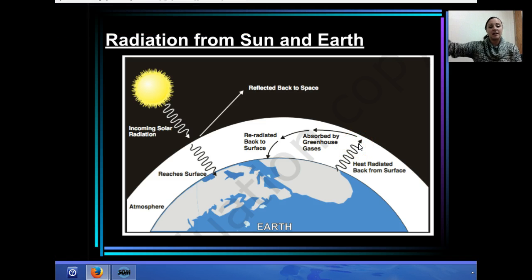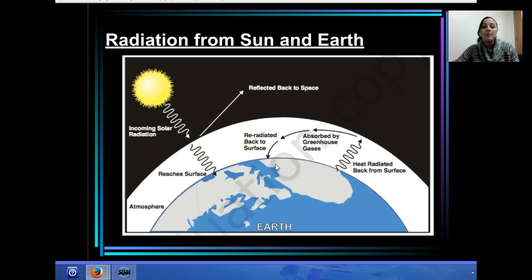Now some of that does get reflected back to space, but a lot of that energy gets trapped by the greenhouse gases that are in our atmosphere, and it gets re-radiated back to Earth's surface, making our temperatures warmer and at a comfortable livable temperature. However, the way we've mentioned it before is that humans can actually impact this effect.